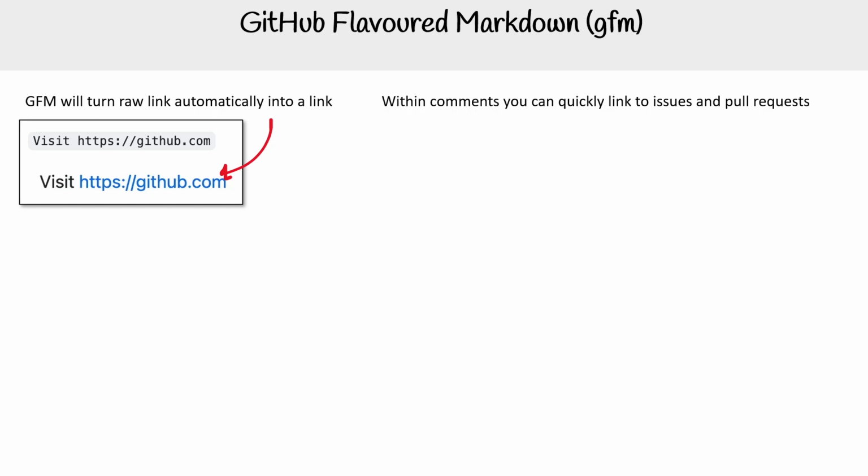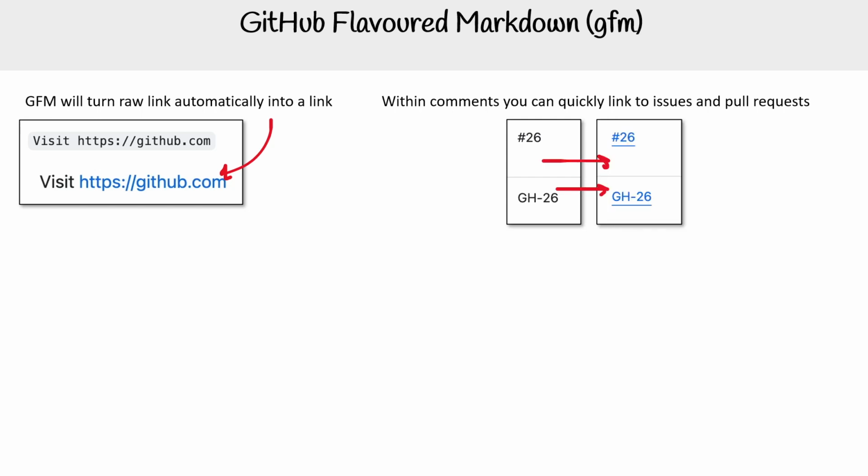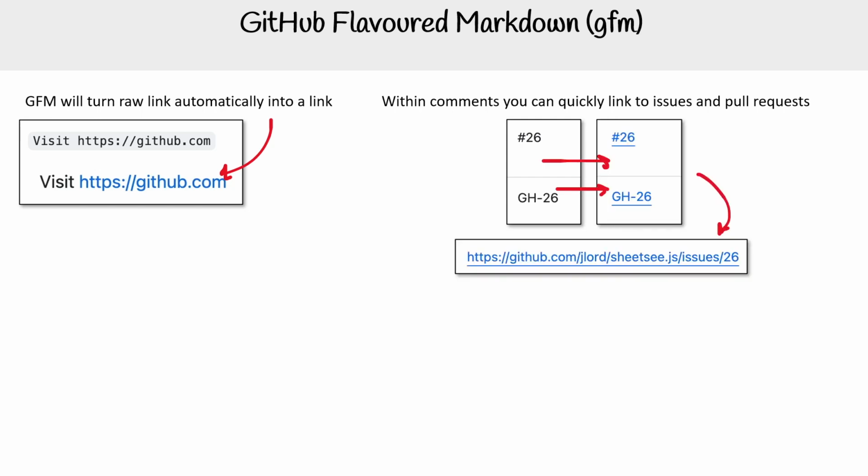But what is really interesting are these quick links. So the idea is if we do #26 or GH-26, it'll create hyperlinks. And these hyperlinks will go to issues, which is super useful. Might go for pull requests as well, because they usually treat the numbers as the same. So like if you make an issue one and you make a pull request, the next ID will be two in your project, if that makes sense.